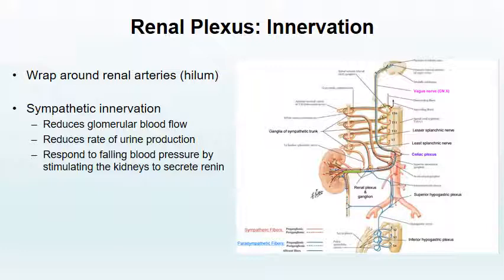The sympathetic innervation has these effects on urine production. It reduces glomerular blood flow. Ultimately, what this does is reduce our filtration. When we have reduced filtration, we produce less urine. And they do also help regulate blood pressure. Okay, parasympathetic innervation, we know less about what it does, so we don't talk about it as much when it comes to the urinary system.